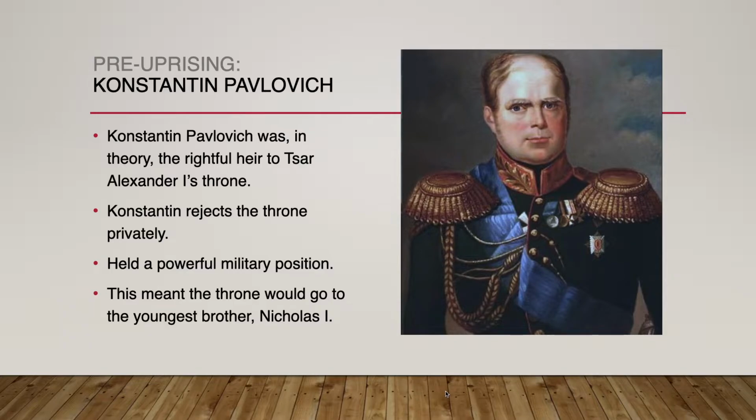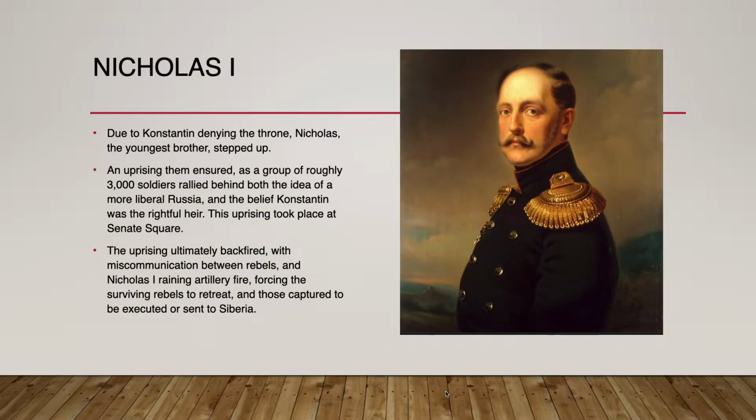However, because Constantine didn't want the throne, that meant that it was going to go to the final and youngest brother, Nicholas I. So Nicholas I took the throne, and that definitely had its share of issues. For one, officials who believed in this liberal Russia banded together to create a group of roughly 3,000 soldiers, and they rallied behind this idea of a more fair government. Some of them also believed that Constantine was the rightful heir, because some of the guards swore on Constantine before realizing that he had denied the throne, because this was kind of a secret before he came out publicly about it.